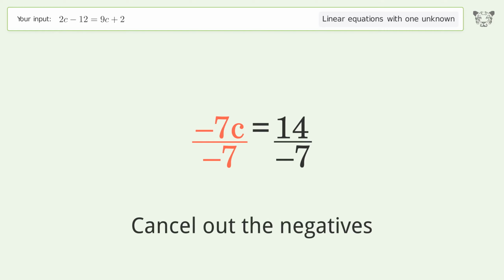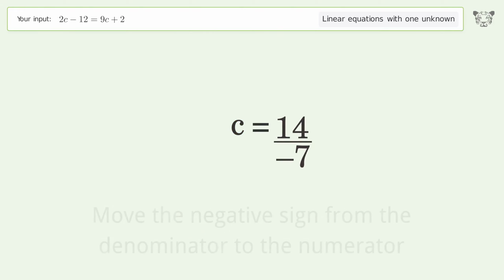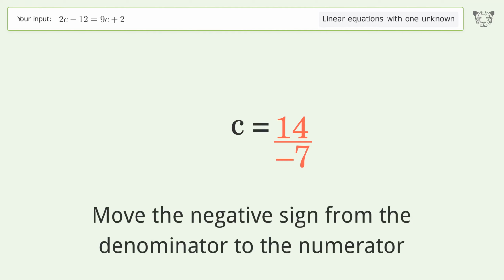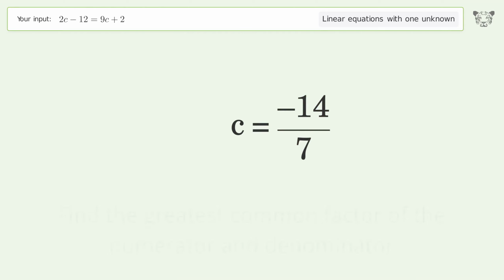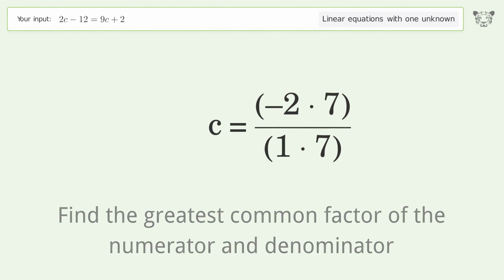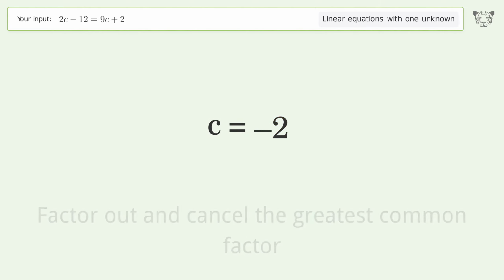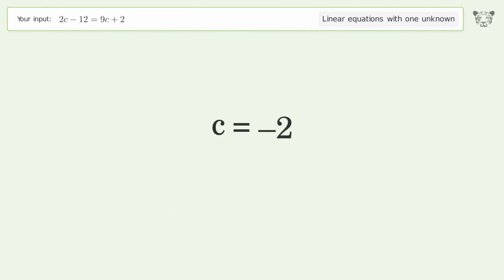Cancel out the negatives. Simplify the fraction. Move the negative sign from the denominator to the numerator. Find the greatest common factor of the numerator and denominator. Factor out and cancel the greatest common factor. And so the final result is c equals -2.